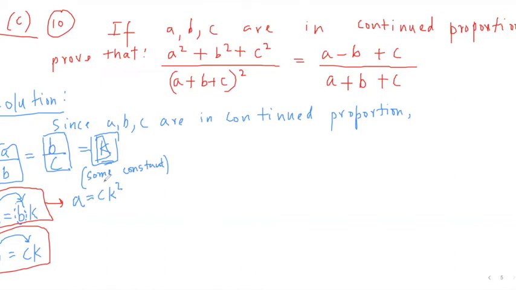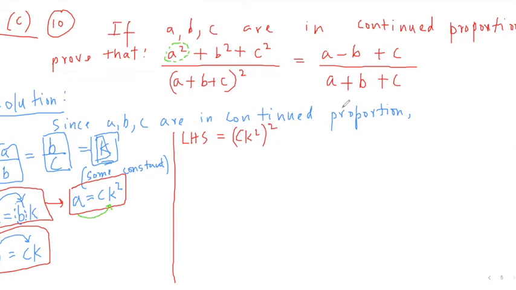That's all we need. Okay, so with these three results, let's proceed. We'll start with the LHS first, left-hand side. LHS is given to us as A squared plus B squared plus C squared. So what I'll do is I'll substitute right away A squared. Instead of A squared, I have A is equal to CK squared. So I'll write that as A squared is CK squared squared. Is that fine? Yes, sir.